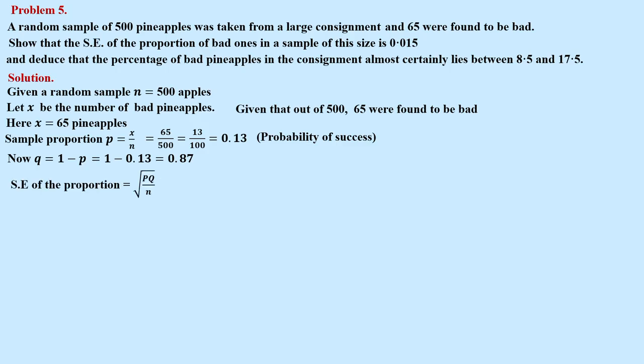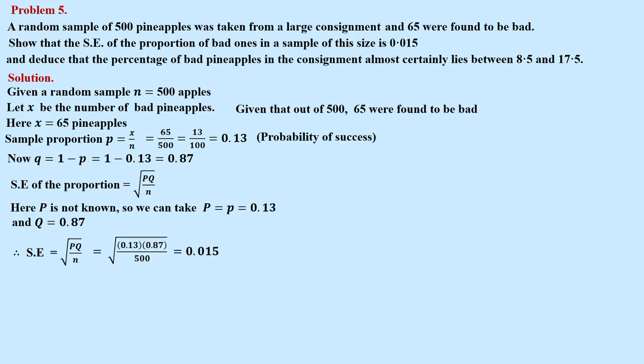Now the standard error of the proportion, we know the formula, root of PQ by n. Since capital P is not known, we take small p instead of capital P, because capital P is not given. So q is equal to 0.87. Capital P and small p are both the same value in this case, 0.13, and q is equal to 0.87. Otherwise you take the formula root of small pq by n, both are the same.